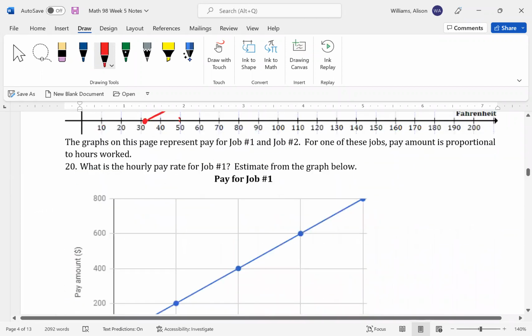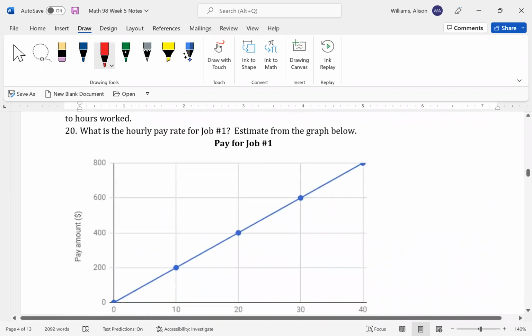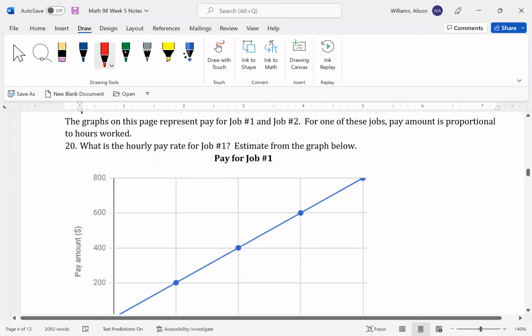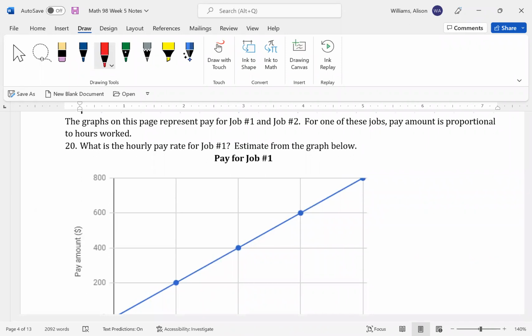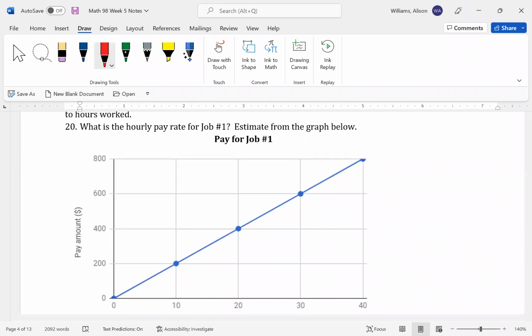Using this graph that we just did, we're going to talk about other graphs and what that tells us about information. The graphs represent pay for two different jobs, job number 1 and job number 2. For one of these jobs, pay amount is proportional to hours worked. So let's look at job number 1 and figure out the hourly pay for it.